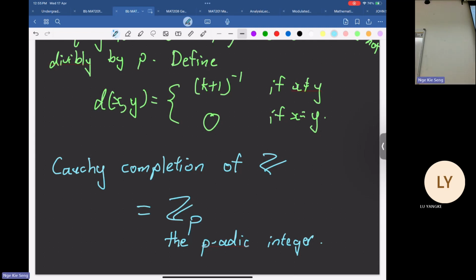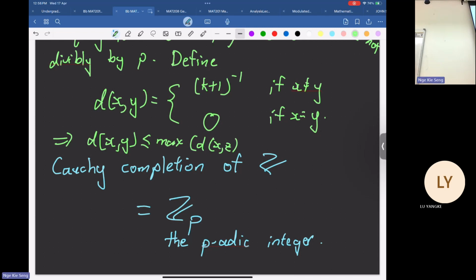But maybe in a different reference, they might have slightly different definitions of the metric, but it's the same philosophy. If you want to check that this metric satisfies the triangle inequality, actually it satisfies a stronger inequality. This would imply that d(x,y) is less than or equal to the maximum of d(x,z) and d(z,y). Okay, this is even stronger. It's less than or equal to one of them, no need to be the sum of them. You can check this.